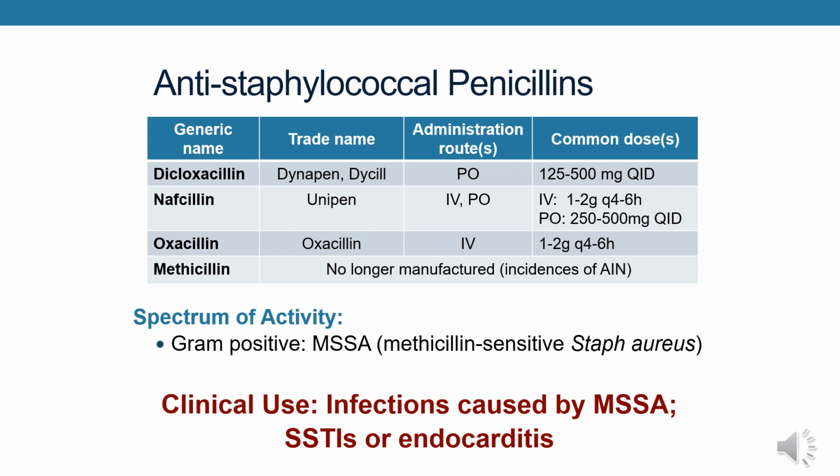Unlike the previous group of penicillins, the anti-staphylococcal penicillins were designed to cover staph well, because they have the ability to protect against penicillinases. It's important to realize that these medications cover MSSA, not MRSA. Dicloxacillin is the only orally available agent in this group. Nafcillin and oxacillin are used interchangeably based off hospital formulary, but they are IV medications.